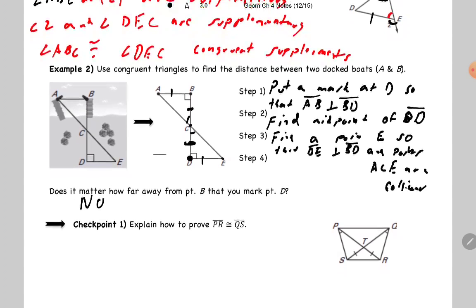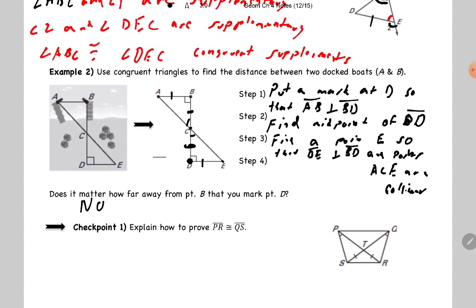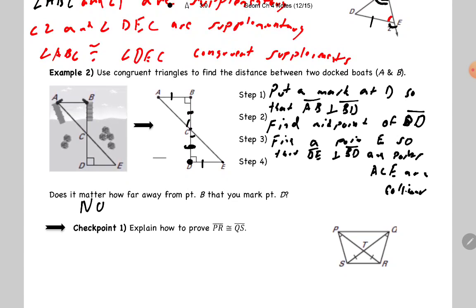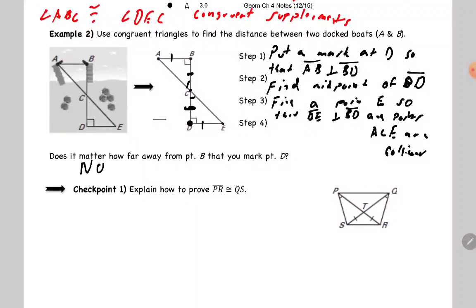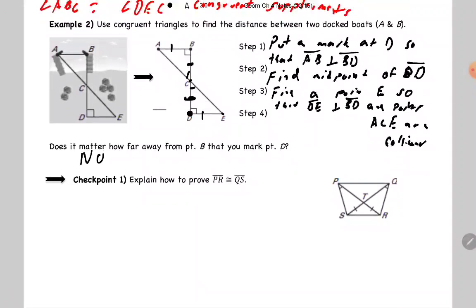Not a fan of this example. There's easier ways. I prefer the example where you're trying to find the gap in a canyon or a cliff. You know, there's no bridge, so you can't measure it. But anyways, let's move on.